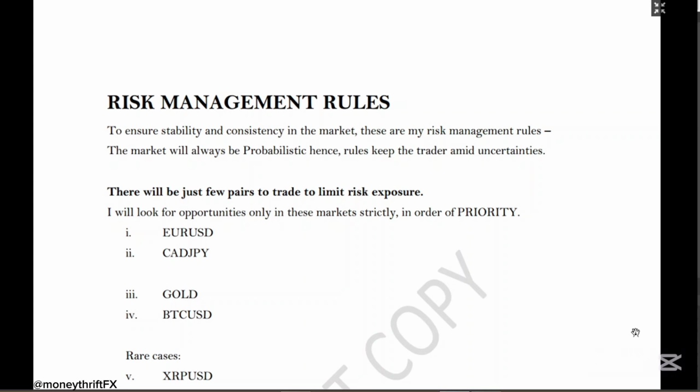But if you have a small account, don't choose gold though. If you have a small $100 account, don't go and be trading gold, except if your stop loss is very, very tight. Okay, so that is all for this. You need to choose a few pairs. So this person is choosing one major, one cross, gold, and BTC, with sometimes, in rare cases, he also trades Ripple to the USD.